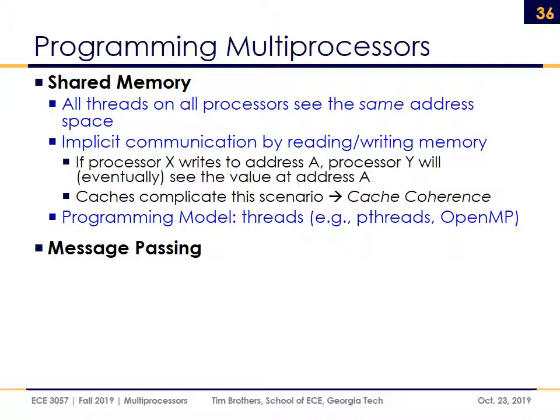Implicit communication by reading and writing to memory. So we are not explicitly saying, okay, I'm going to have thread number 2 start thread number 3, but thread number 2 might lock a variable, and then he might unlock a variable, or he might actually say, hey, this data is ready. So they're not explicitly communicating, but they're using the data to implicitly communicate to each other. If processor X writes to address A, processor Y will eventually see the value of address A. So we're not telling the two processors that the data is there, but the threads that are reading that data will eventually see it.